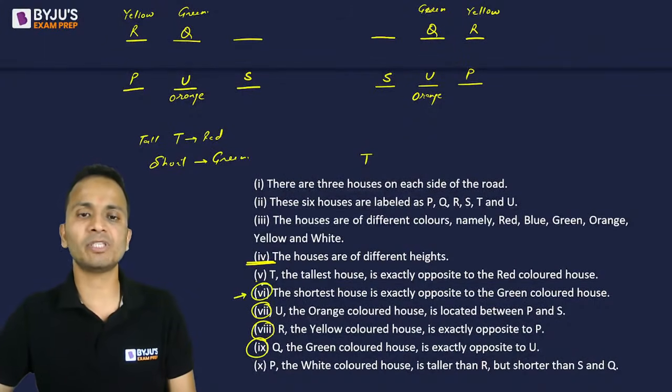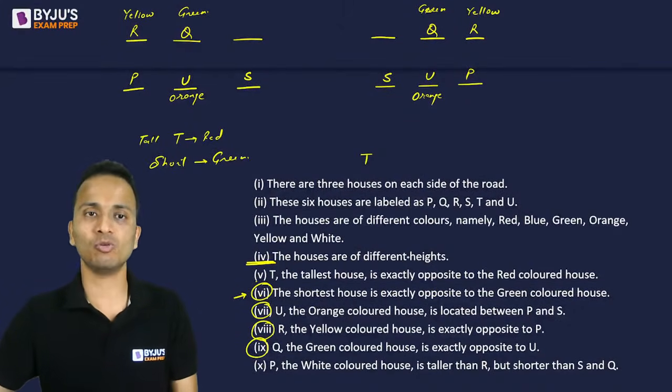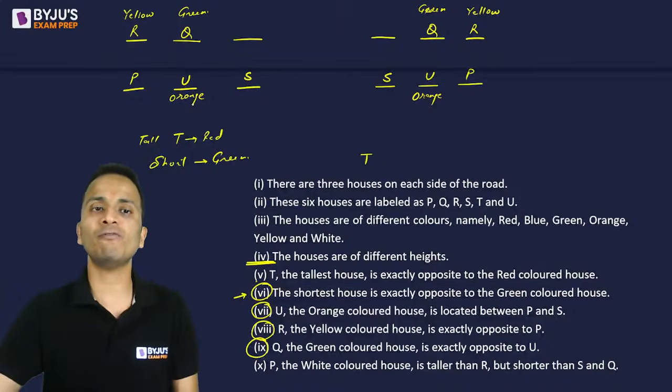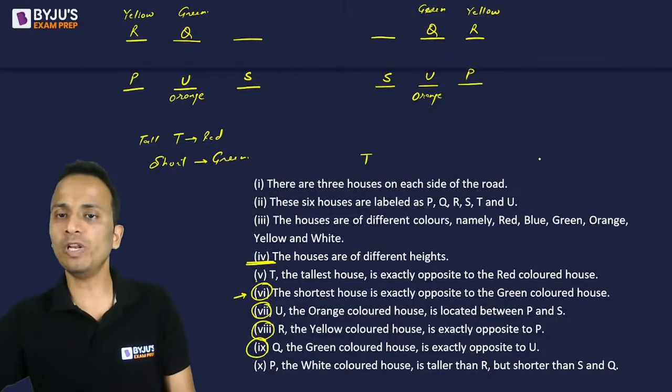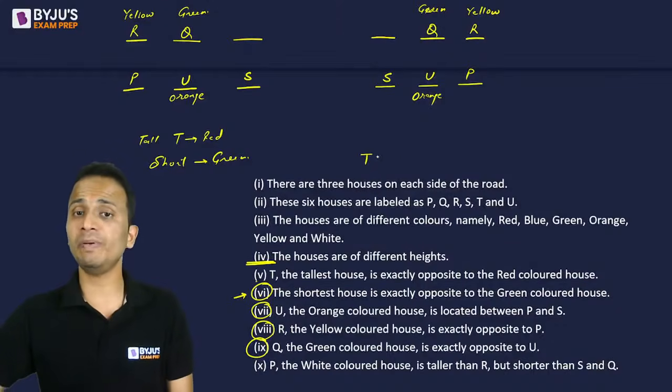Okay, color is green. Now for the opposite of the green color, look at the condition that was number 6. The shortest house is exactly opposite to the green colored house. So whatever is opposite to green will be the shortest. So U will be the shortest. All right. So the tallest will be T and U will be the shortest house.